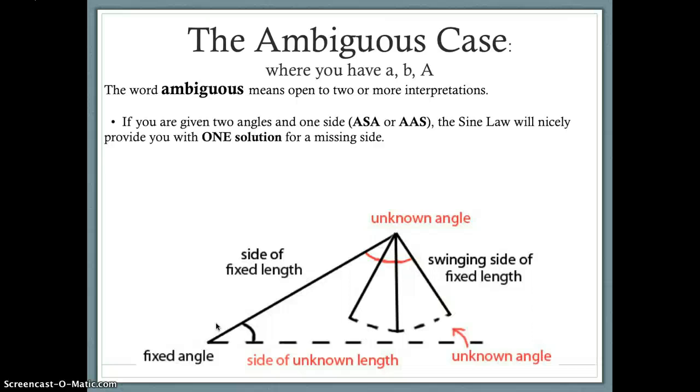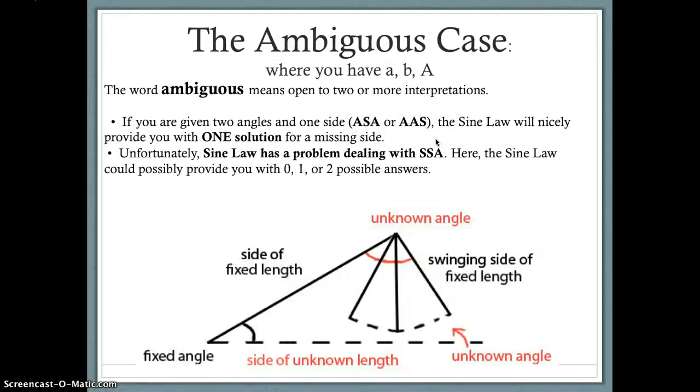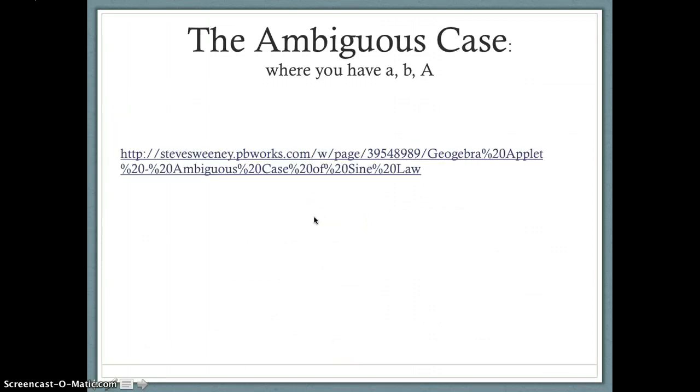So if you're given two angles and one side, then the sine law nicely provides you with one solution. So this is the scenario where you don't have to worry about the ambiguous case. But it does have an issue dealing with that SSA, that pesky SSA that if you read backwards would remind you that this is the one that is going to cause you some pain. Okay, so whenever you have those two measurements that are next to each other and an angle that's not between them, you could have the ambiguous case.